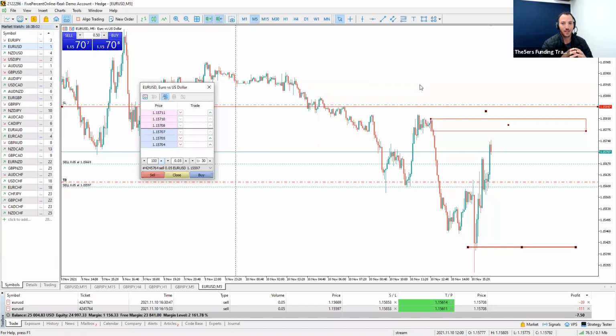But for me, when I hedge, I find I get stuck in one of the sides, so I'm not usually hedged.